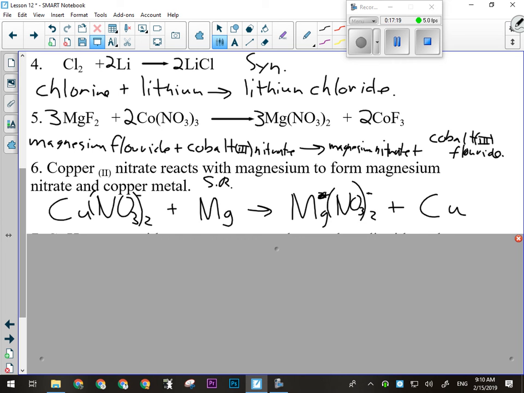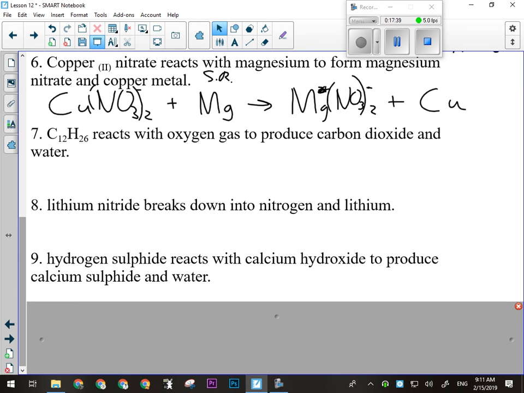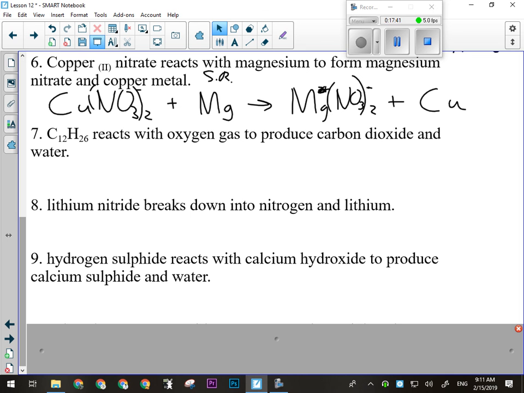Now I need to balance. Done. It's already balanced. There's one copper, 2 nitrates, 1 magnesium, 1 magnesium. Sweet. Always nice when you get one like that and you don't have to do anything. All right, I want you to try a couple more of those. So give those 3 a try. Let's see how we do on those.